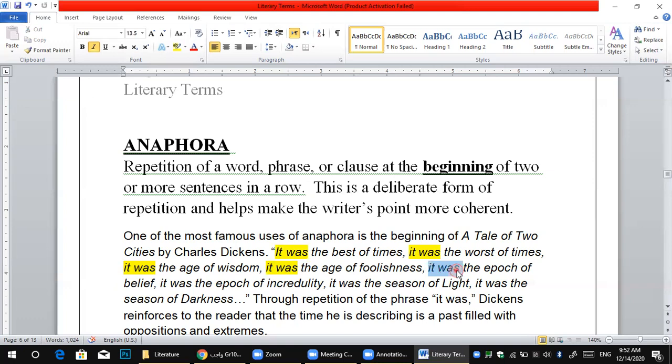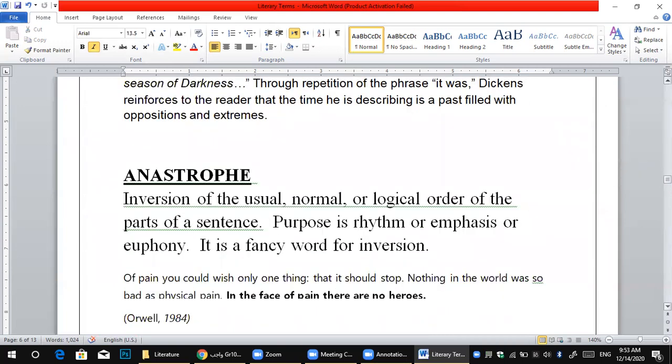Okay, this is a repeat at the beginning of the sentence. Okay, thank you. So here, that's called anaphora. And after that, we have something called anastrophe. Anastrophe means inversion of the usual, normal, or logical order for the parts of a sentence. So here, anastrophe means when you try to change the structure of the sentence. Mister, what does it mean?